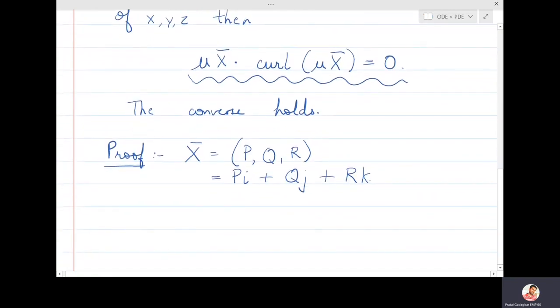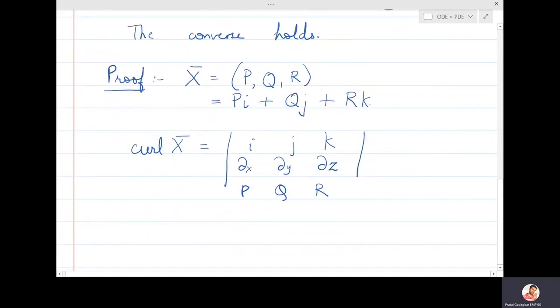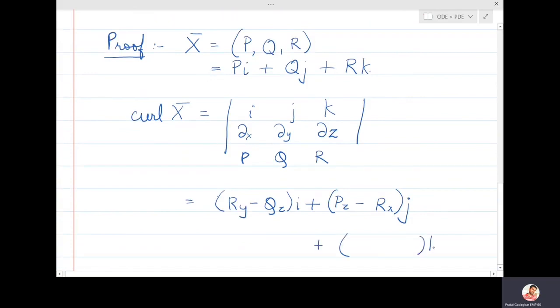Now let us calculate what is curl x bar. Curl x bar is the determinant with i, j, k, then del/dx, del/dy, del/dz, and p, q, r. So this will give me (ry minus qz) i, plus the j component, which is (pz minus rx), plus the k component, which is given by (qx minus py). So this is curl x bar.